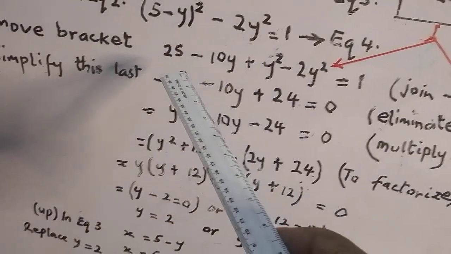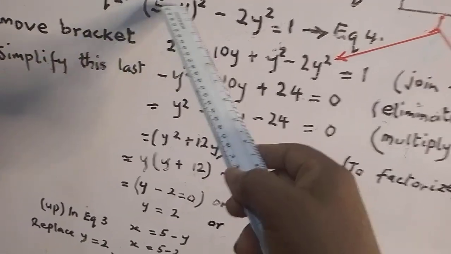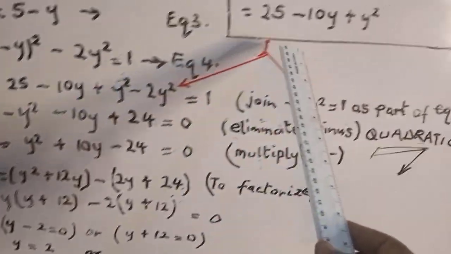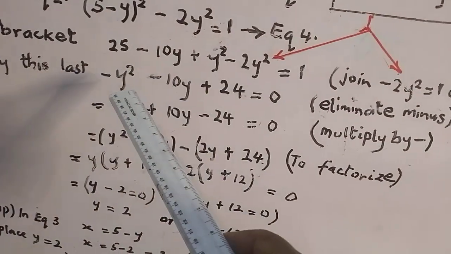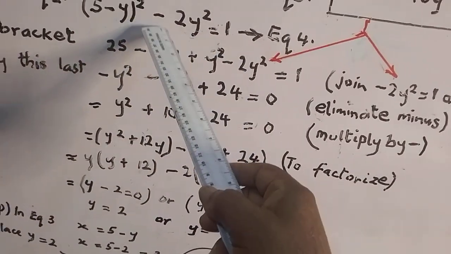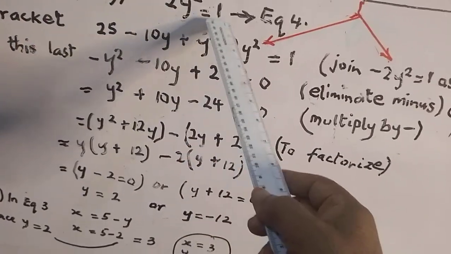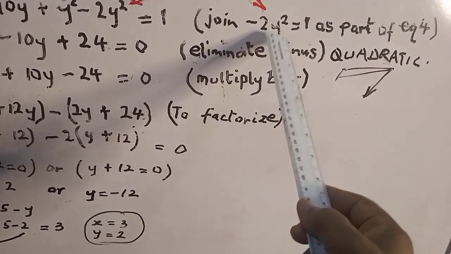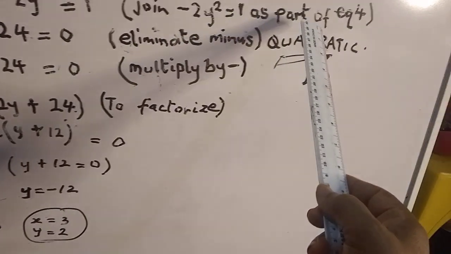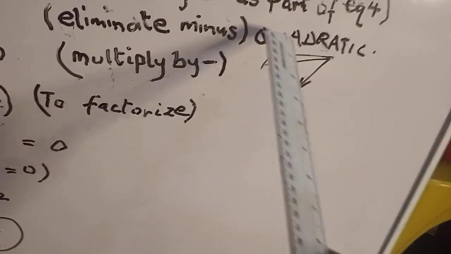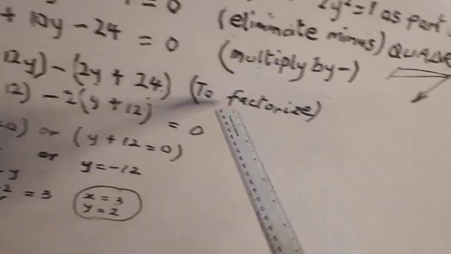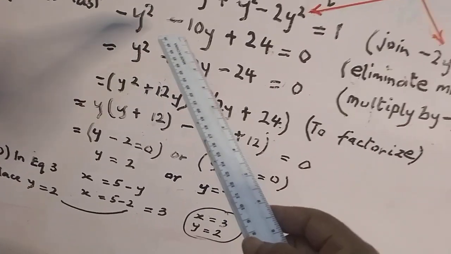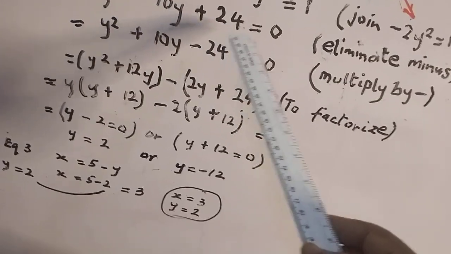Now we transfer it back to where we lifted it from. So the whole of this now is 25 minus 10y plus y raised to power 2, which is what we got here. Then join the minus 2y squared equals 1 as part of equation 4. So the whole of this now is the quadratic equation down here: minus y raised to power 2 minus 10y plus 24 equals 0.